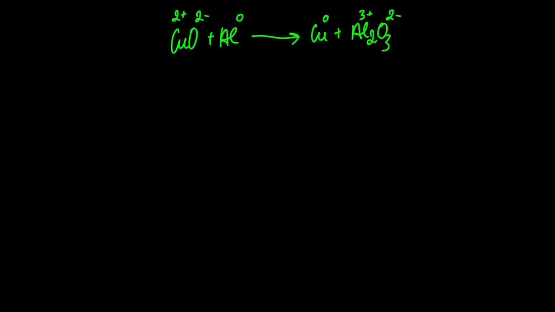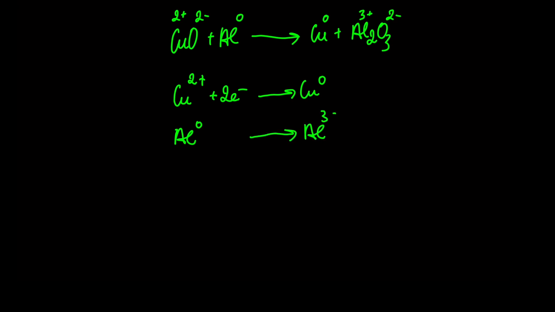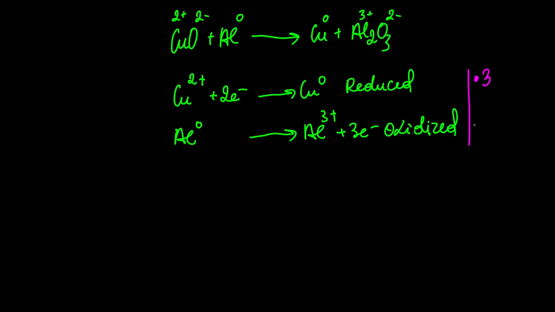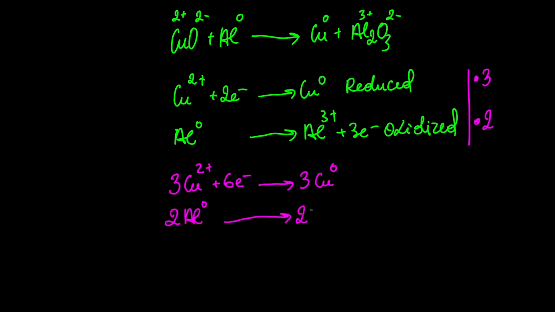Now half reactions. Copper gained 2 electrons and became a pure element, and a pure aluminum lost 3 electrons and became an aluminum cation. And because of that, copper was reduced and aluminum was oxidized. Now, to even out electrons, we must multiply copper half reaction by 3 and aluminum by 2. Once again, we get new half reactions with a number of atoms in the balanced reaction. So let's look at our new half reactions and use them to balance the chemical reaction.